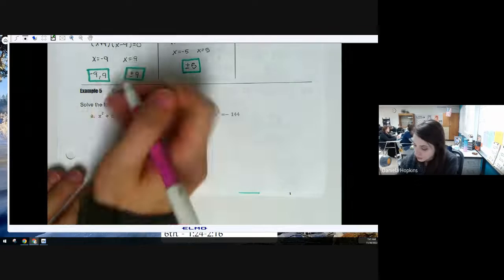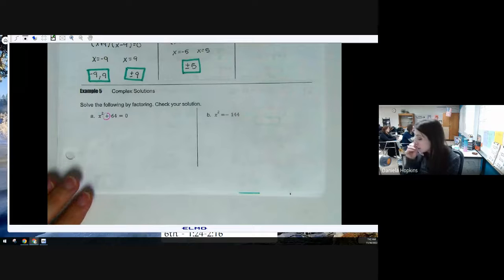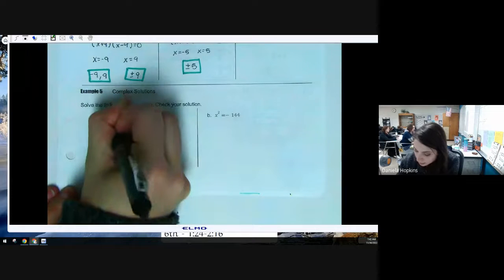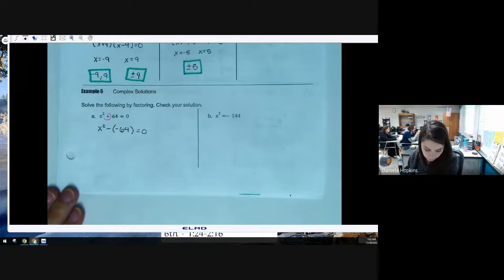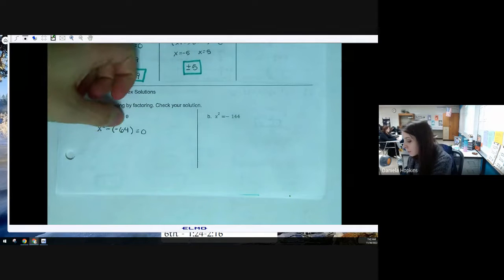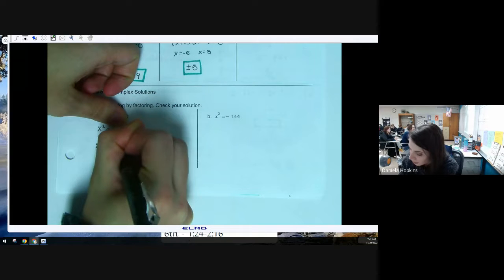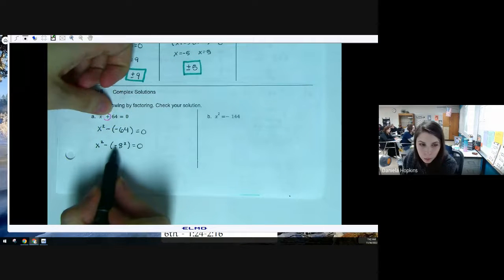So let's notice here, this is not a difference of squares. There's a plus here. So if we want to make this look like a difference of squares, what we need to do is write this as x squared minus negative 64 equals 0. Okay, if it didn't have the negative here, 64 is what squared? Yeah, it's 8 squared. So this is the same as x squared minus negative 8 squared. But how do I get this negative here? Because it was a plus.